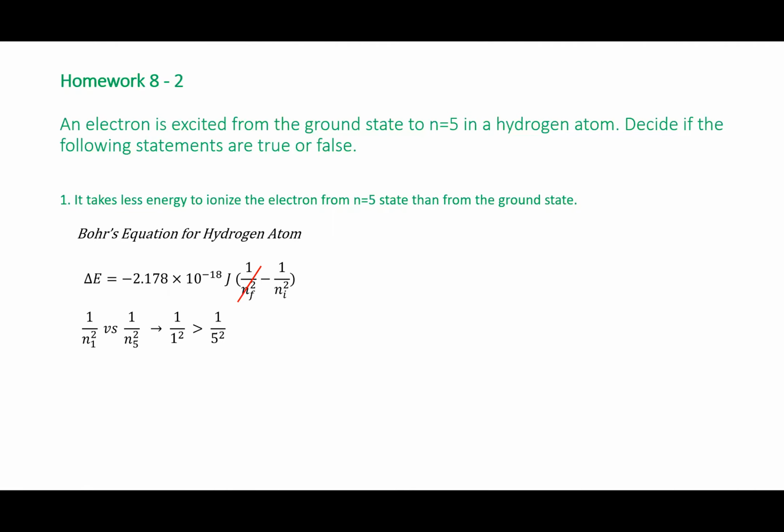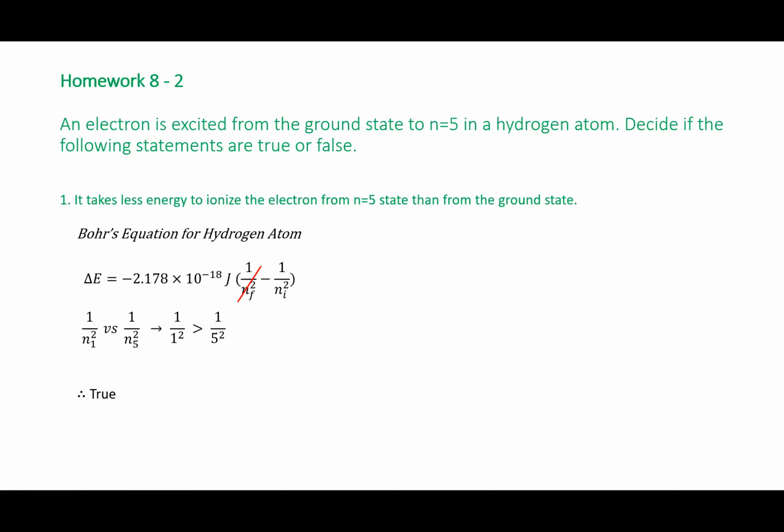So there are two different scenarios you're considering if you're starting from the n equals 5 state and the ground state. I have plugged in my states here. This is my ground state here, and this is my n equals 5 state here. We can tell that the ground state value is going to be bigger than 1 over 5 squared. So if we plug that back into the equation, you're going to get a much larger change in energy for 1 over 1 squared than 1 over 5 squared. If that's the case, then it does take less energy to ionize the electron from the n equals 5 state than from the ground state.